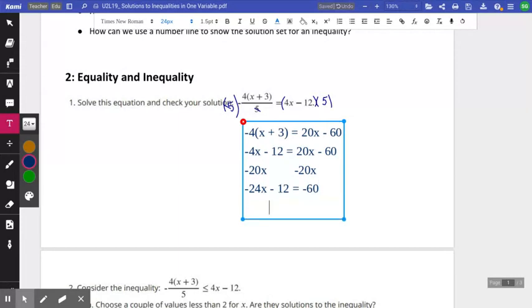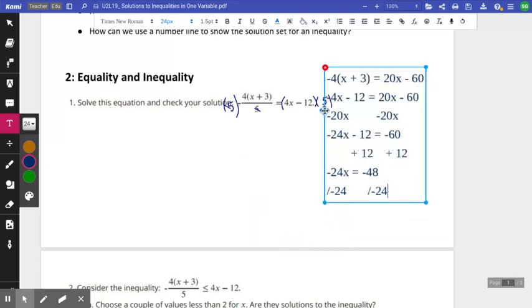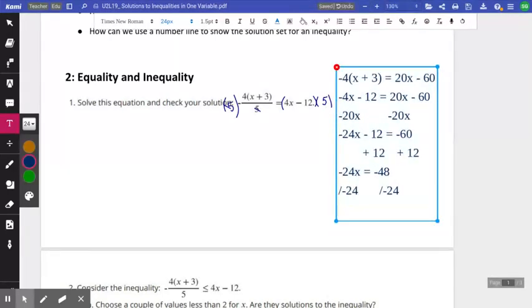Next, to help me get x by itself, I'm going to add my 12 on both sides. That leaves me with -24x equals -48. My last step, I'll divide both sides by -24. And I'm running out of room. And when I do that, I get x equals 2.